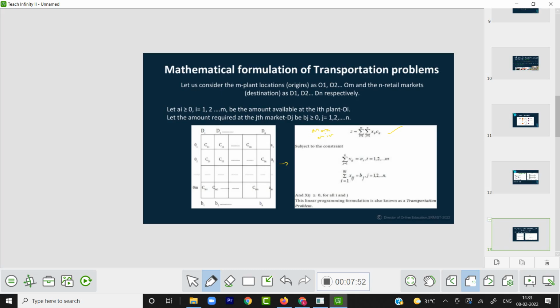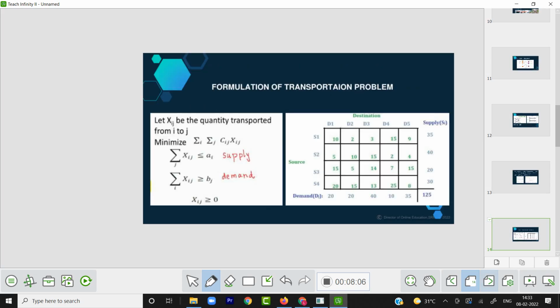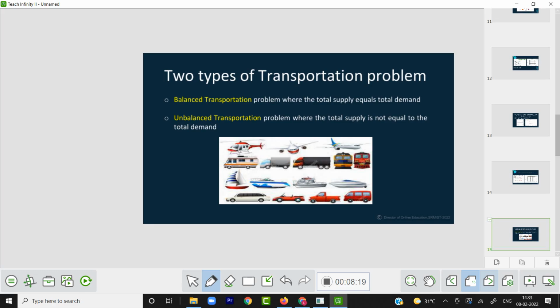We can combine all the origins to destinations, whatever the alternative solutions, that is i from 1 to 4 and 5 destinations, totally 20 alternatives we have to choose from. This is related to the source, and this is related to demand, whatever is given here: 4 into 5, totally 20 alternatives.